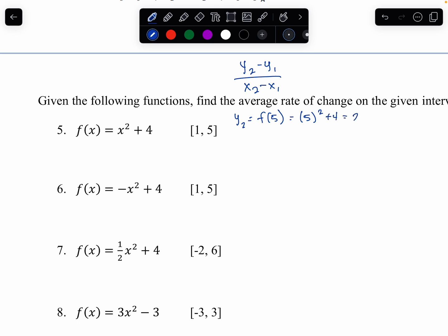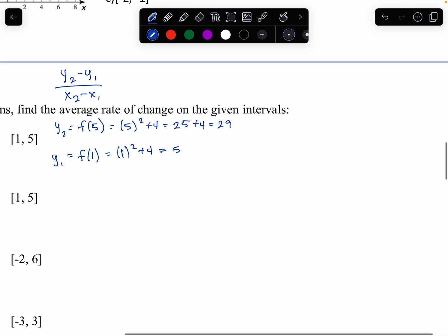5 squared is 25 plus 4, so that's going to be equal to 29. y1 is going to be equal to f of 1. So y2 is f of 5, y1 is f of 1. So I'm plugging 1 into the function. That's going to be 1 squared plus 4. That's just going to be 5.